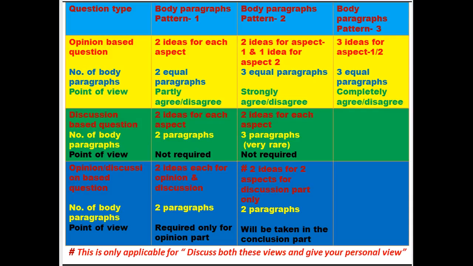The graphic was so vivid, right? So for the discussion type, you can see the number of body paragraphs can be 2, and 3 is very rare, because generally they don't ask 3 aspects in any questions. But if that happens, you can write 3 paragraphs or 2 paragraphs depending on the question, right? So that's 2 paragraphs. You have 2 paragraphs here as well. If you partly agree, meaning 2 for both stands, most of the time you have 2 paragraphs here again.